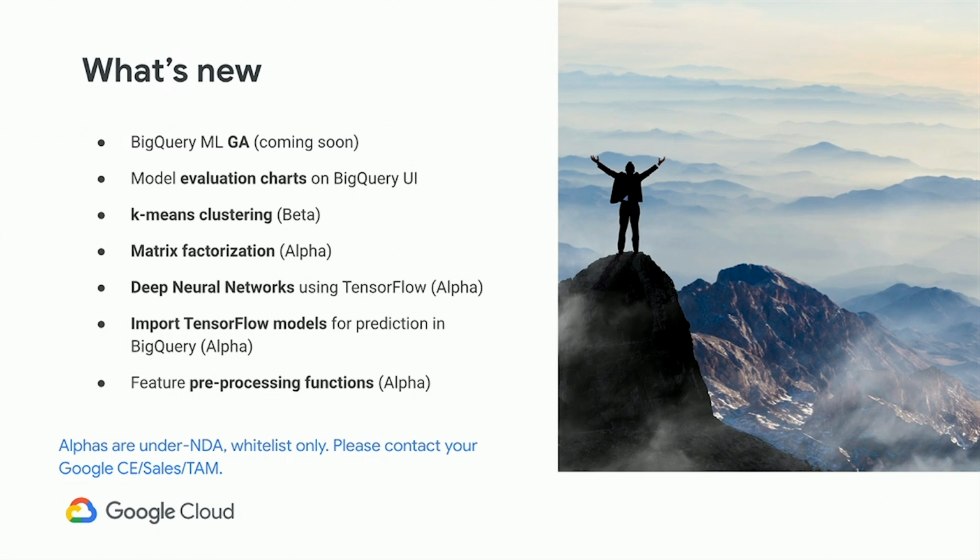We have added support for a few more models. These are in alpha. Now, alphas are private. They are under NDA. Please get in touch with us if you want to use them. The models in alpha are matrix factorization. So if you wanted to build recommendation systems, like the Netflix movie challenge or a recommendation system for your shopping cart, you could use matrix factorization for that.